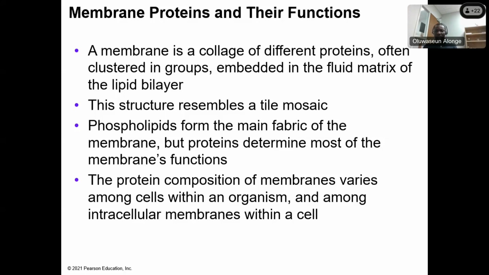The proteins are the ones that will serve as receptors that determine the activity of hormones. The protein determines the activity of different cascade effects that happen on the cell. The protein composition of the membrane may vary depending on the cell and depending on the kind of organism that we have.